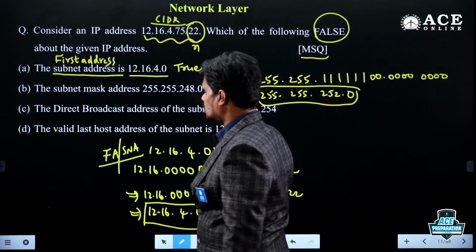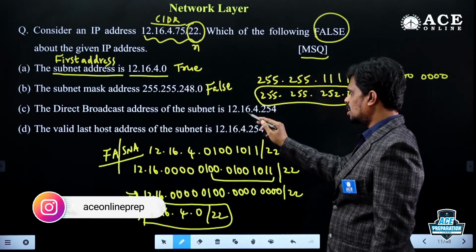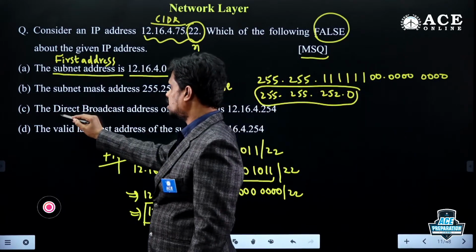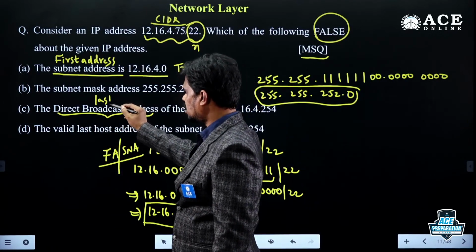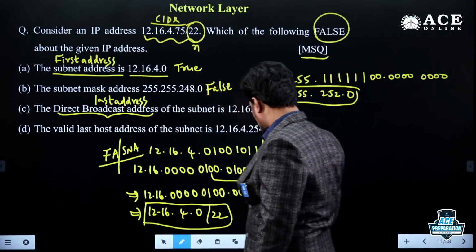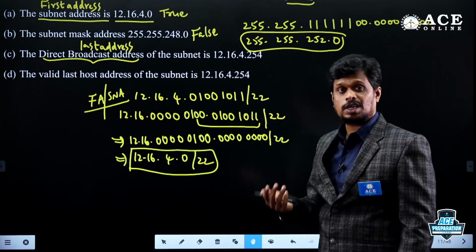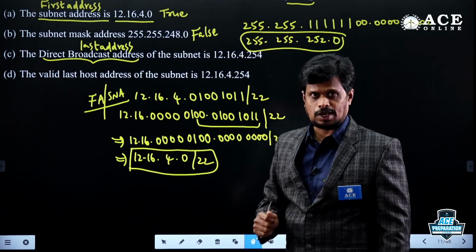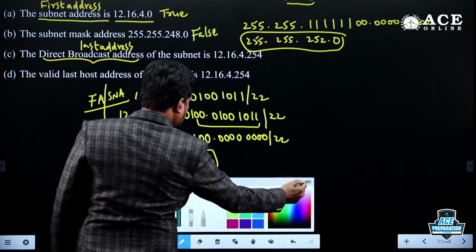Correct, no? Next. The direct broadcast address of the subnet is 12.16.4.254. What is the other name for the direct broadcast address? Last address. You know this, right? How can I calculate the last address in CIDR? I can calculate the last address by setting 32 minus n number of rightmost bits to ones. It means the last 10 bits I need to set to 1 now.